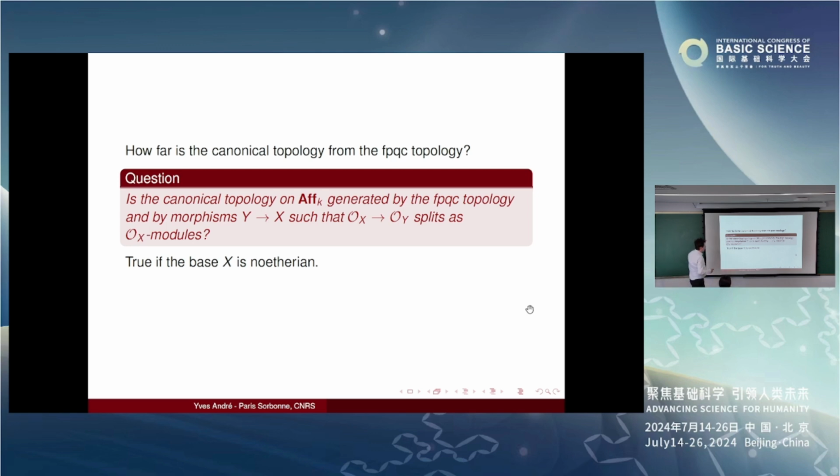Now, a general question, since I discussed the canonical topology and the FPQC topology, and theorem 1 and theorem 2, and I said theorem 2 is much stronger than theorem 1, nevertheless, one can ask the question: is the canonical topology, from the category of affine spaces over K, generated by the FPQC topology plus something, and the something are the morphisms such that the structure splits as modules? I don't know the answer in general, but it is true if the base is Noetherian. So the distance between the canonical topology and the FPQC topology is just a splitting.